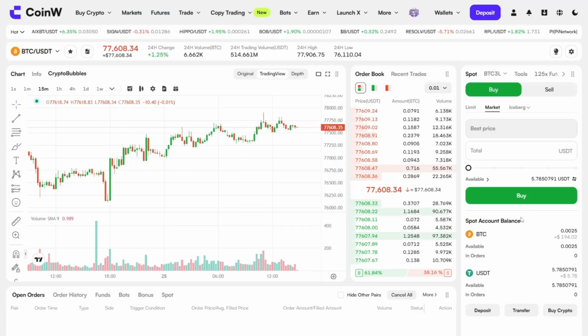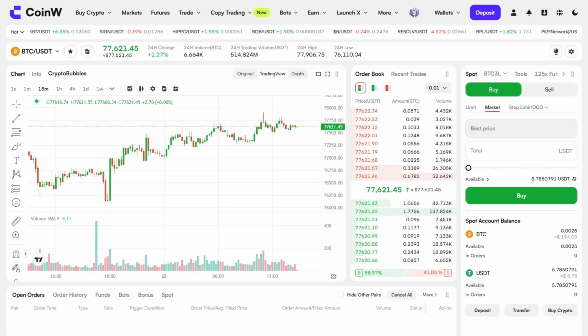Down on the bottom right of the UI, we can see our Bitcoin balance and our USDT balance. So although we put in an order for the full amount of our balance, it didn't fully fill our order. It bought about $194 worth of Bitcoin, but that's okay. So now that we've placed our trade, the next step is learning how to manage it properly.